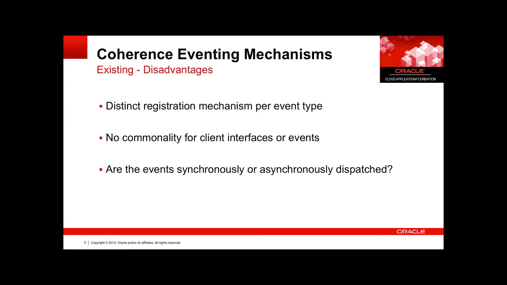So let's look at some of the disadvantages of the previous eventing mechanisms. Now, first of all, there are distinct registration mechanisms per event type. So if you want to register a map listener, it's very different to if you want to register a backing map listener or a partition listener. The map listener is registered via the named cache API, as is the map trigger, but the backing map listener is registered via the Coherence cache configuration file.